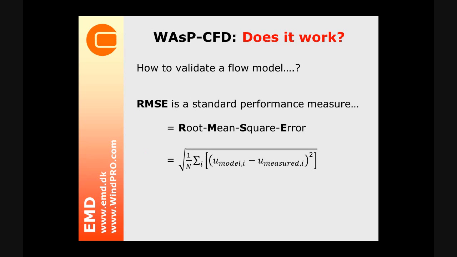And talking about model validation, how do you validate a flow model? In the following slides, I'll be showing you a lot of RMS errors. And this is a standard performance measure when you do model evaluation. RMS means root mean square. If you have a number of observations, and for each observation you have a corresponding modeled value, you can take the difference and apply this equation, and you'll get one number, which is the RMSE, the RMS error, which is a measure of your model performance.